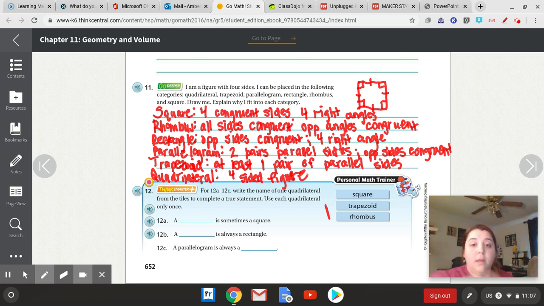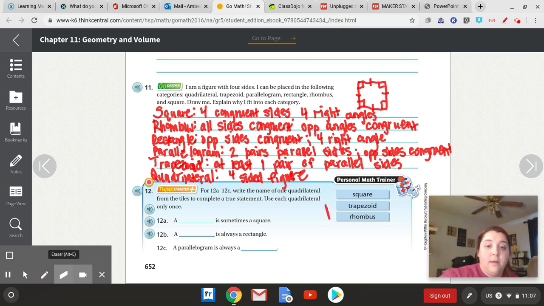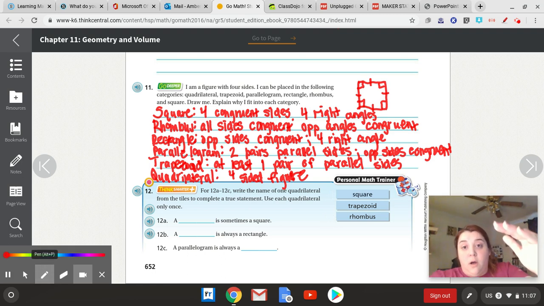There we go. So as we moved up our ranks, you saw that we got a little bit further away from the characteristics of the square, but the square fits all of those characteristics. So it falls within everything.